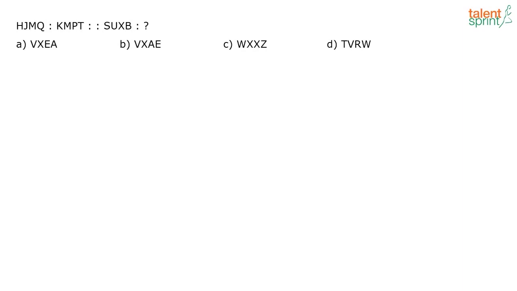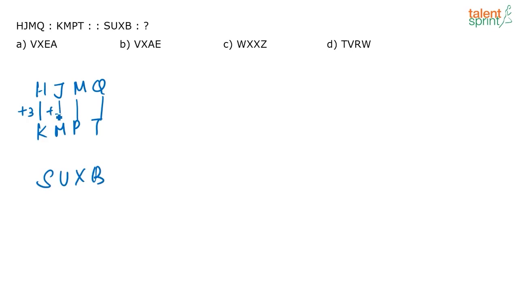HJMQ is to KMPT as SUXB is to dash. So what is the pattern used here? Very easy one. See here, all of you are giving me the answer as B. H plus 3, HIJK. Similarly here plus 3, plus 3, plus 3. So what will be the code for SUXB? You are doing plus 3 here, right? KLM. Again plus 3 here, plus 3 here. So SUXB will code it as same, do plus 3 in each case. You should get the answer as VXAE. So the correct answer here is option B. Easy one.